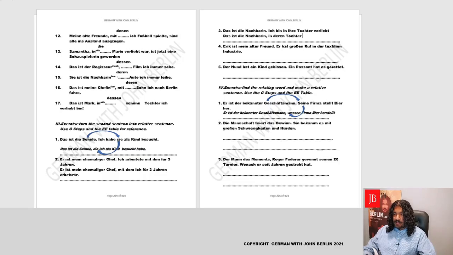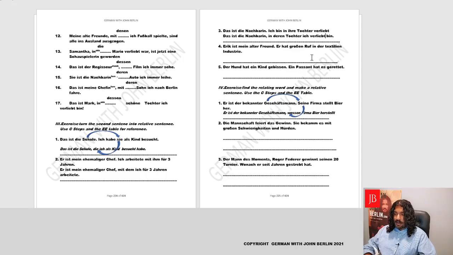Very good. In deren Tochter, we'll leave the verb. We'll take everything else. Ich verliebt, and then we'll end it with bin. It's a Nebensatz, a subsentence, so the verb comes in the end. So das ist die Nachbarin, in deren Tochter ich verliebt bin. Fantastic. Well done.